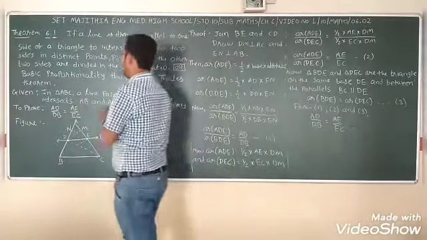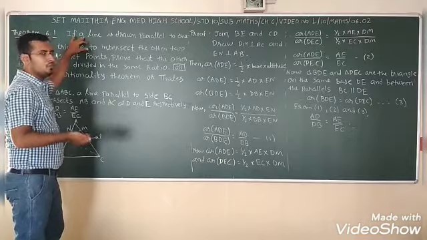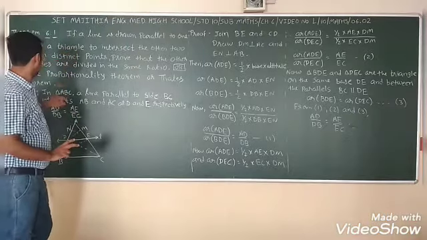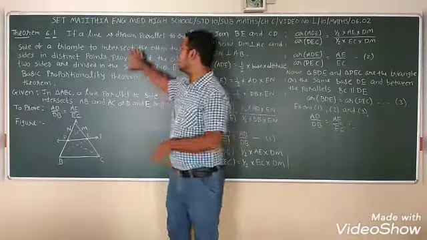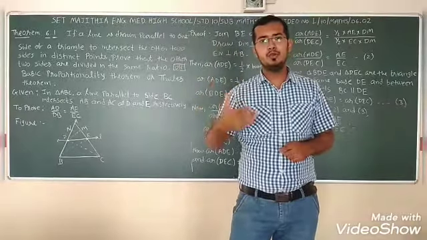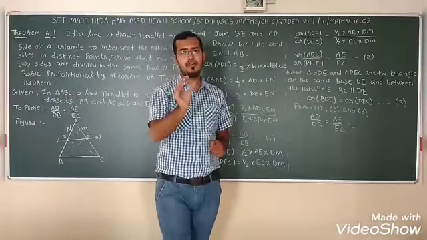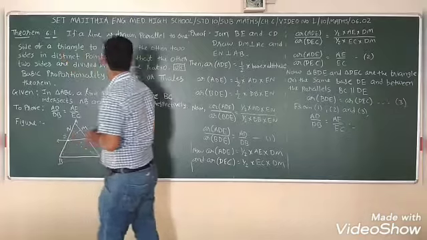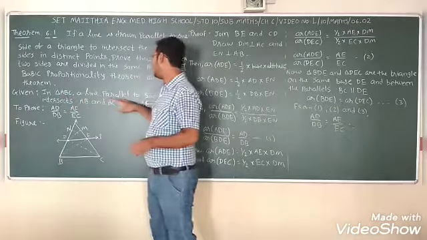So the first point is given. Here we have to write what is given. If a line is drawn parallel to one side of a triangle, I take triangle ABC. If in the question a triangle name is given, for example triangle PQR and a line l parallel to PQ, then you have to write those names. Here the name is not given, so we take triangle ABC.